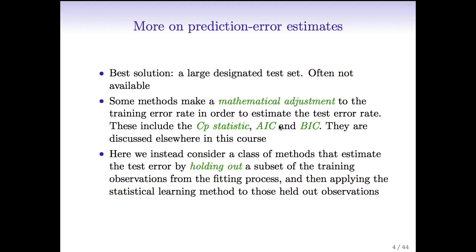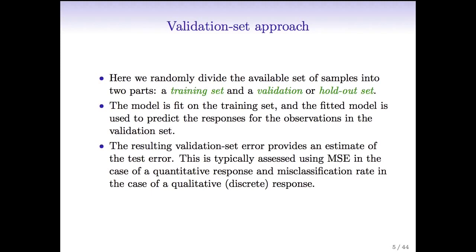Here instead we're going to talk about cross-validation, or validation and cross-validation. These involve removing part of the data, holding it out, fitting the model to the remaining part, and then applying the fitted model to the data that we've held out. And this is called validation or cross-validation, as we'll see. So let's first of all talk about the validation approach.